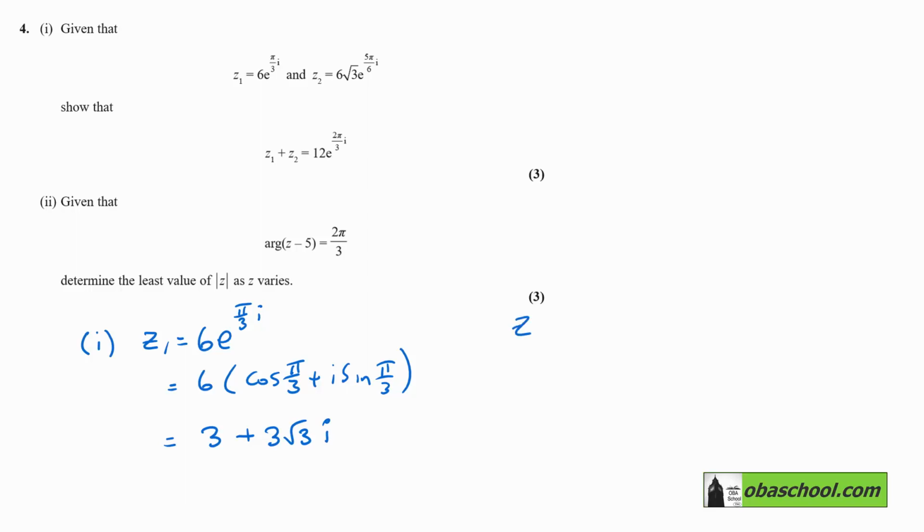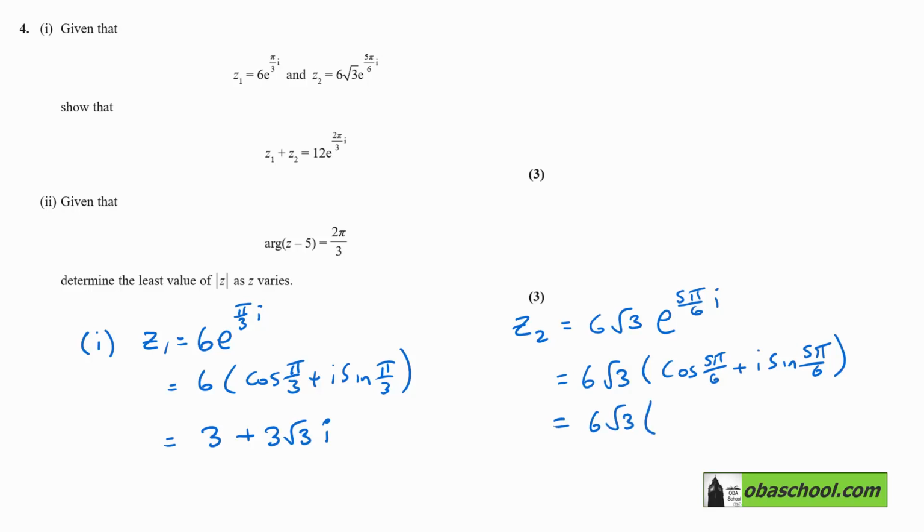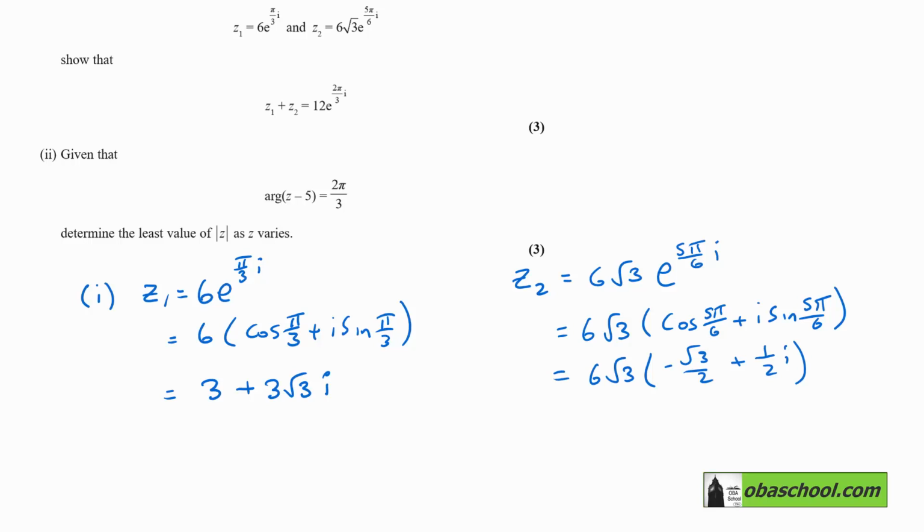Now let's have a look at z2, which is 6 root 3 e to the 5 pi by 6i. So that's going to be 6 root 3 cos 5 pi by 6 plus i sine 5 pi by 6, which is 6 root 3 into cos 5 pi by 6 is negative root 3 over 2, and then we've got a half i, since sine 5 pi by 6 is a half. And so we can simplify that into negative 9 plus 3 root 3 i.